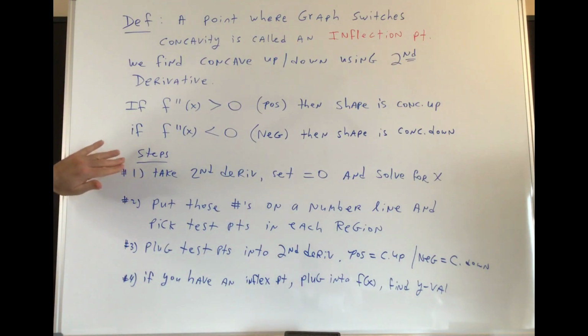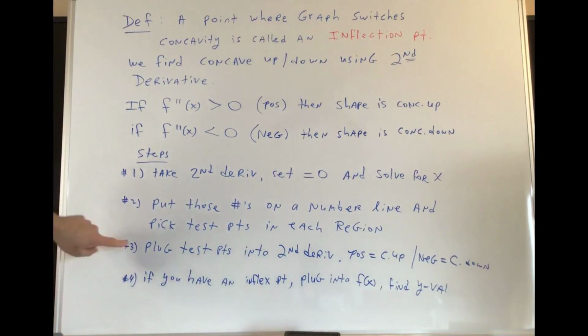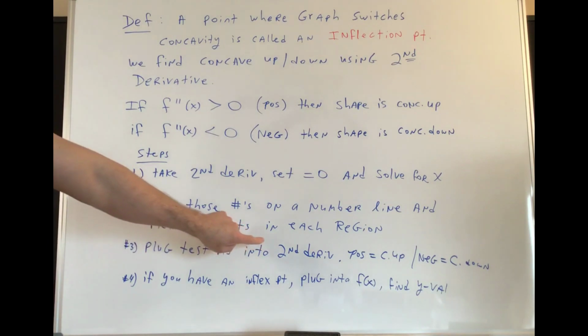Here, you're just going to get, say, 3x minus 6 as the derivative, and then you would set that equal to 0. You'd only get one number. You might get two. You put these number or numbers on a number line, just like you did with increasing and decreasing, and you pick test points in each region. You're going to take your test points. Where are you going to put them? You're going to put them into the second derivative.